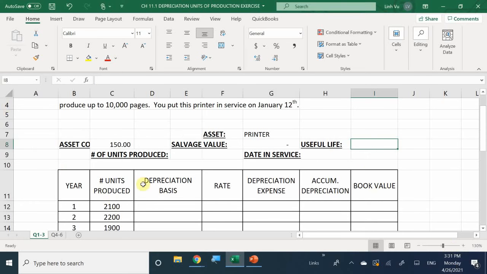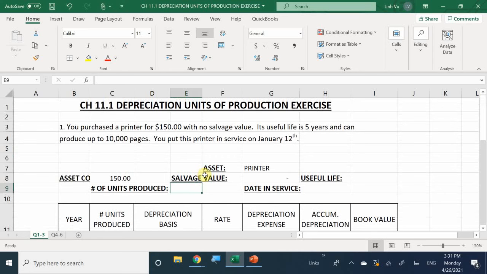What about its useful life? 10,000 pages, so that means it's an HP printer. The capacity here means it can only produce up to 10,000 pages. This is just a random number. Again, it doesn't matter what year it has because ultimately we care about the capacity, so the useful life doesn't matter in this case.